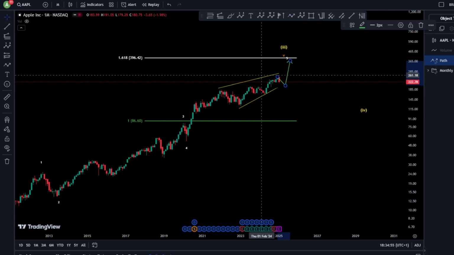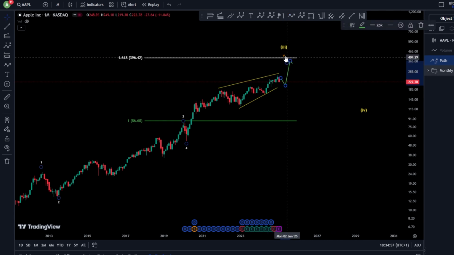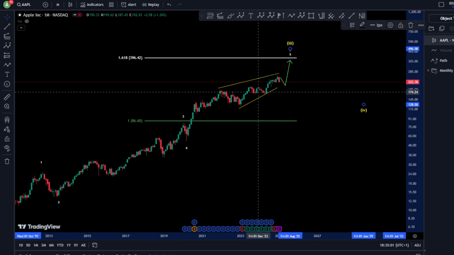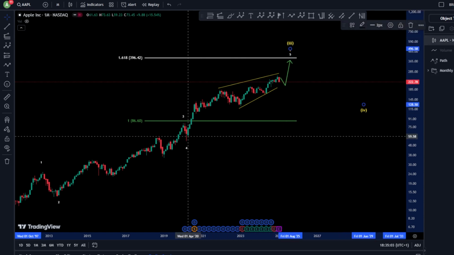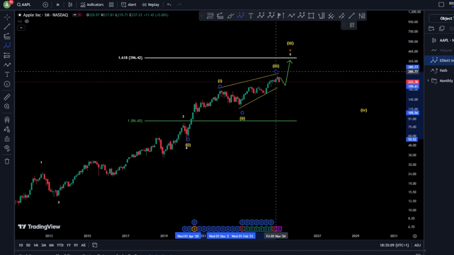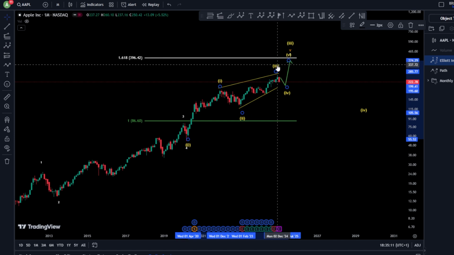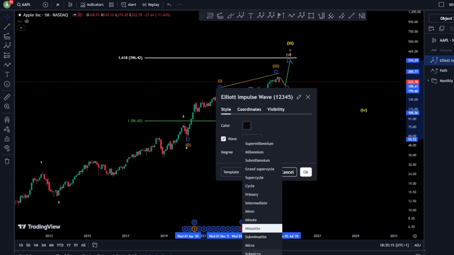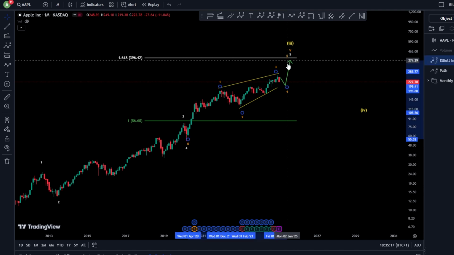Now let's take a look a little bit at the daily, to see how we can get much more precise with this price prediction, where we have a 1, 2, 3, 4, 5. First, before moving there, I'm going to, of course, label this contracting diagonal 3, 4, and a 5. A very small wave 5 here, of course it has to be, so let's put it at the smallest.